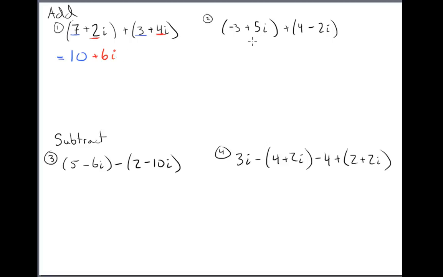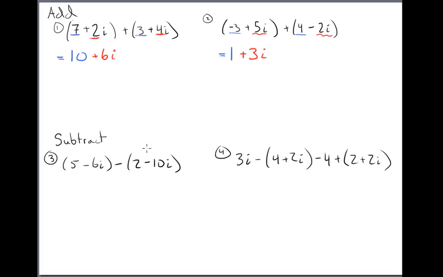Next, let's look at this problem. Negative 3 plus 5i plus 4 minus 2i. I'm going to take negative 3 plus 4 and get 1. Then we're going to work with the imaginary parts, now that we've got the real parts, and that's going to be 5 minus 2, or 3. So we get 1 plus 3i.